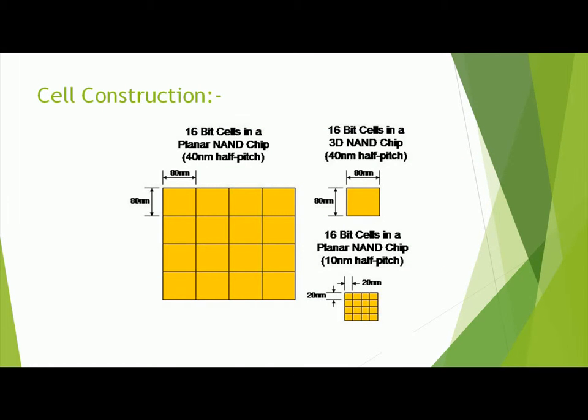So this is the cell construction of a 2D planar NAND and a 3D NAND chip. You can see that at a 40 nanometer half pitch, the total area consumed is 240 by 240 for building 16 cells. On the other hand, 16 cells of a 3D NAND chip are manufactured vertically. They would consume as much area as a single one of those 16 planar cells would. So we are reducing the area to 1/16th of what a planar NAND would offer us. And that's great.